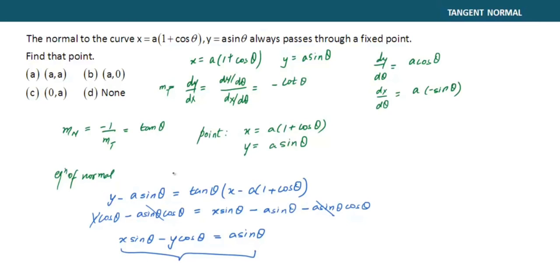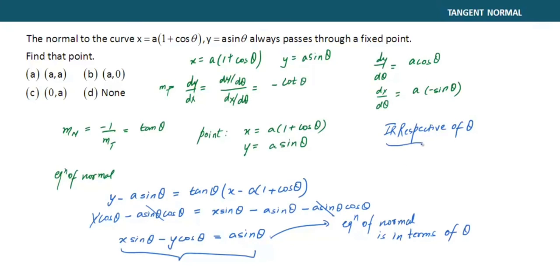Now you want to check whether it passes through a fixed point or not. Why am I saying a fixed point? Let us understand that first. The equation of normal is in terms of a parameter theta, right? That means for different values of theta, you will get different equations of normals. But what do we mean by a fixed point? It means that irrespective of theta, it will pass through that point. This is the meaning when we say independent of theta or a fixed point.